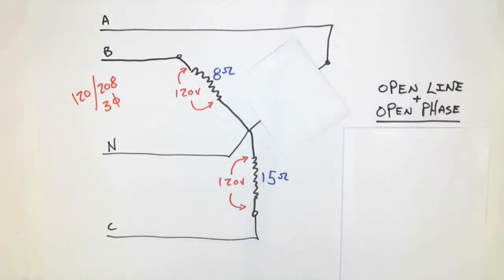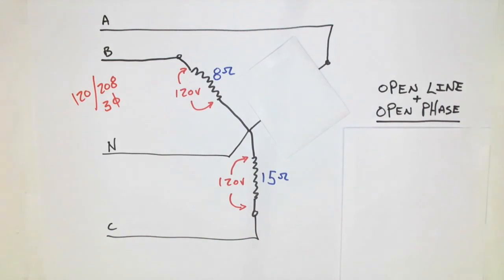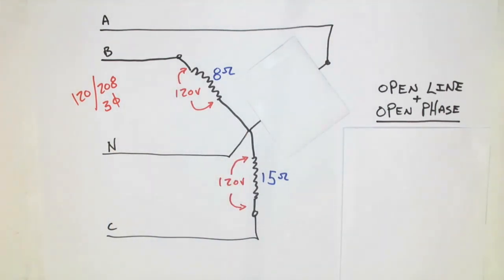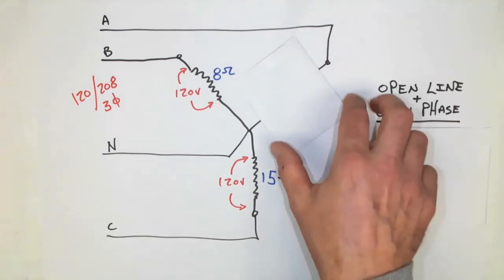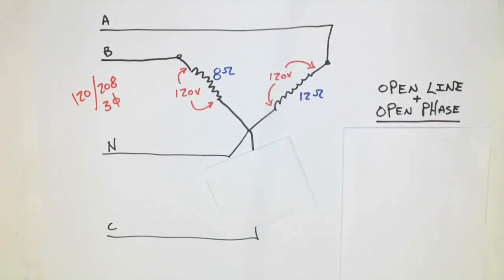Well, if we remove this from the circuit, notice that my 8 ohm and my 15 ohm still have a connection back to the neutral. And remember, the phase voltage is measured from the line to the start point. So effectively, the 8 and 15 ohm have been completely unaffected. Well, what if we instead removed the C load? Same situation. We find that the 12 and the 8 ohm remain unaffected. They have no idea that something's been removed.